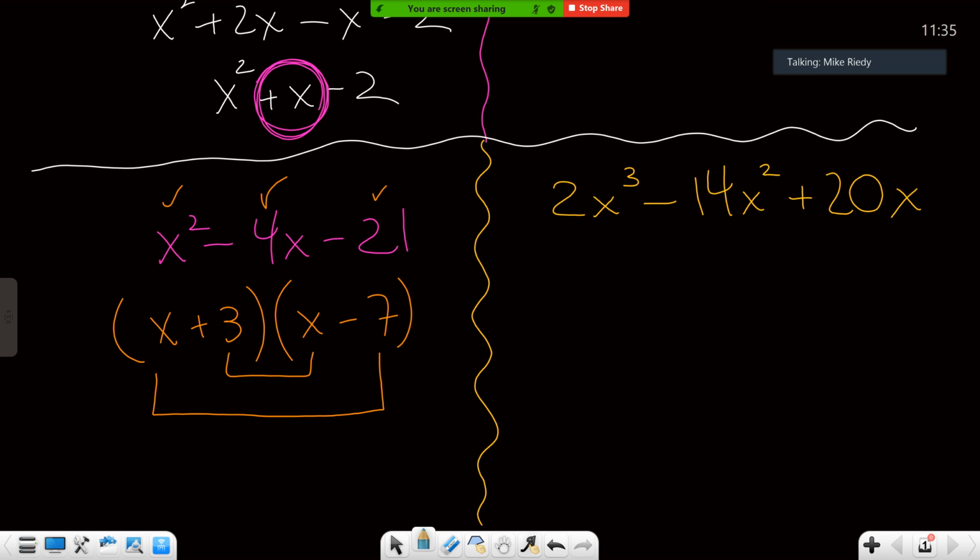So yes, GCF is actually what you need to do. And what is that GCF? 2x. Okay, and what did that leave behind? It left x squared minus 7x plus 10. Good. All right, then what?